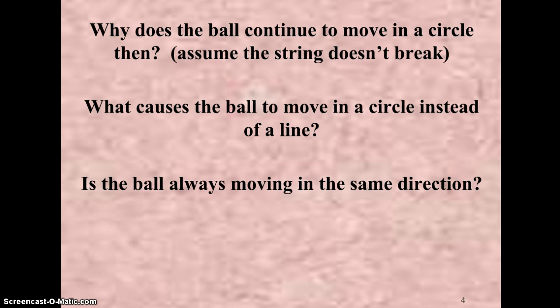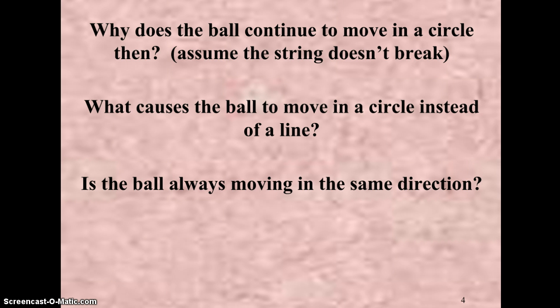Knowing that, then we could ask the following questions. Why does the ball continue to move in a circle? What causes the ball to move in a circle instead of the straight line? And is the ball moving in the same direction? Let's look at the first one. If it moves in a circle, then there has to be an outside force. What is that outside force? Well, in this case, it's the string attached to the ball. Now, there's a more general term for that, and we call that the centripetal force. And you're going to be hearing that a lot in this next chapter.